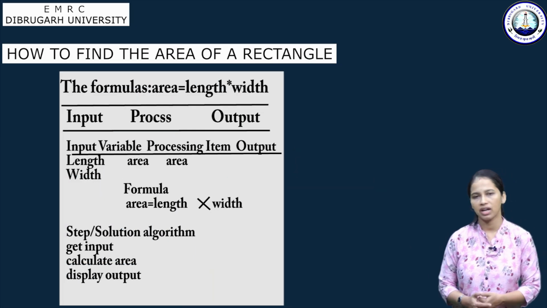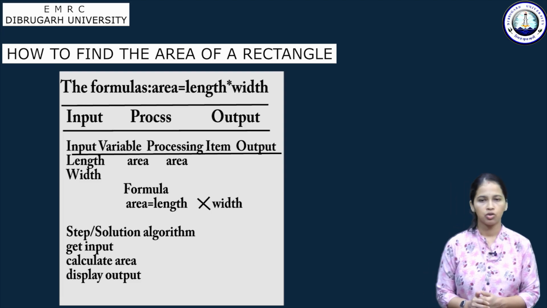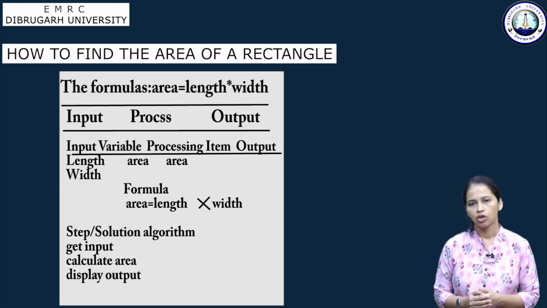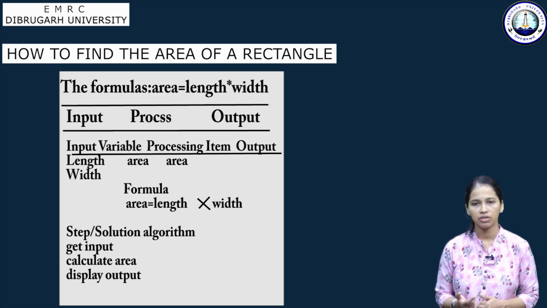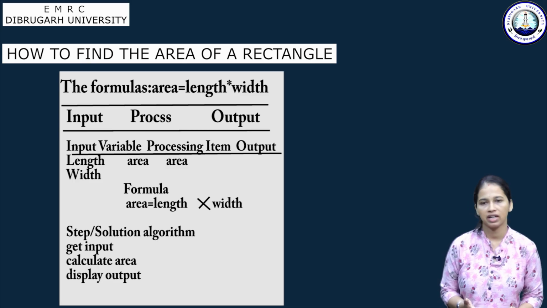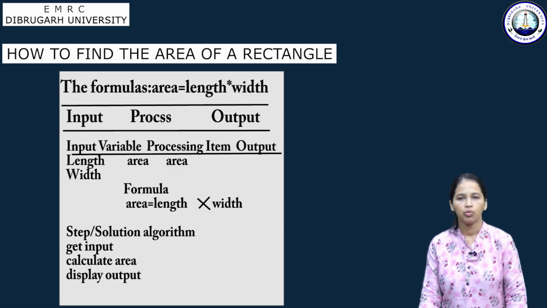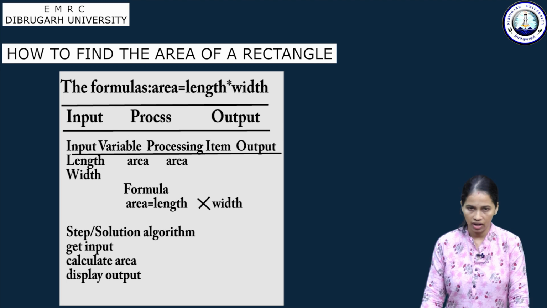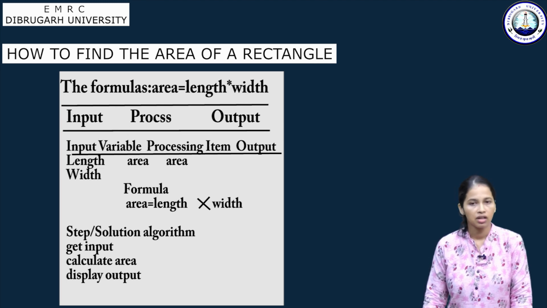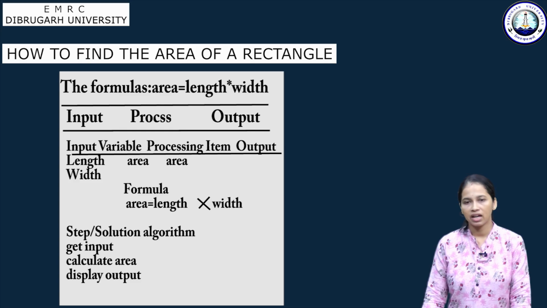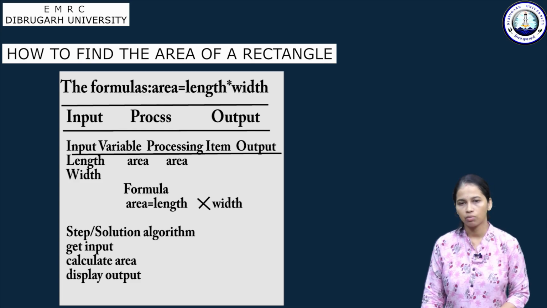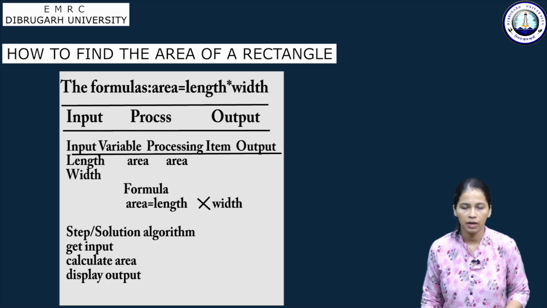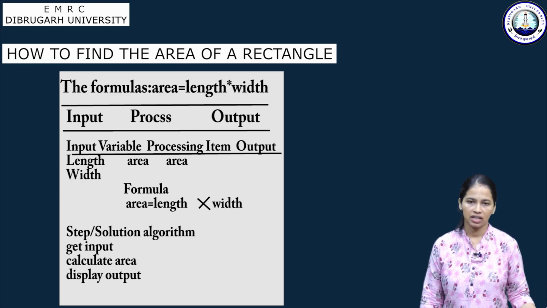Next, we will take an example to see how to find the area of a rectangle. To find the area of a rectangle, we have to know the values of the input variables, that is, the length of the rectangle and the width of the rectangle. After knowing these values, we calculate the area by multiplying the length by the width. Then we get the area of the rectangle as the output.